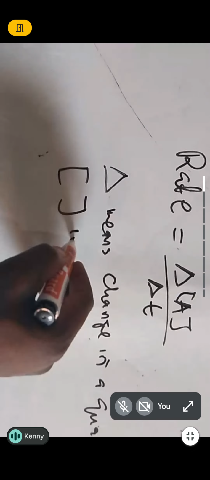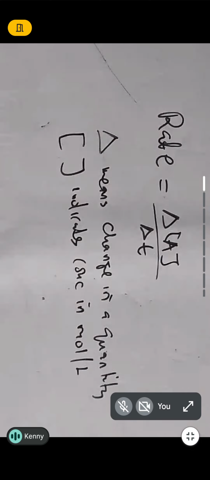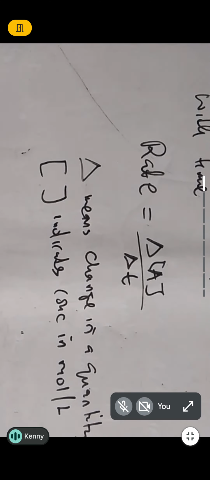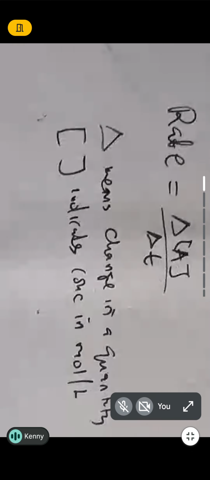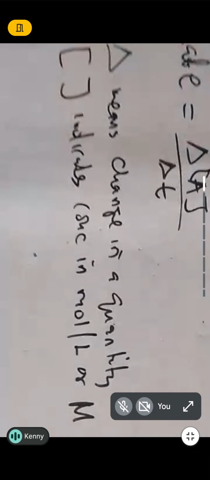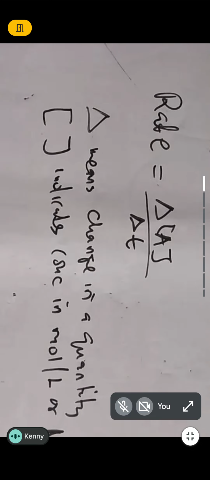Then you can see here we also have some square brackets. The square brackets indicate concentration in mole per liter. Mole per liter is just the same as molar, so we can use mole per liter or molar, M.